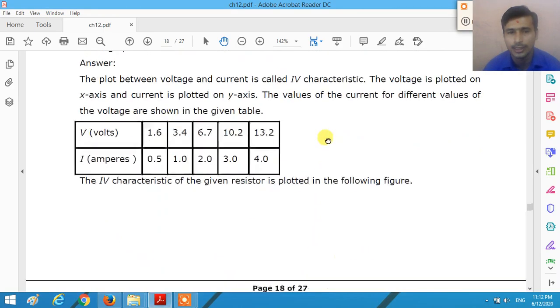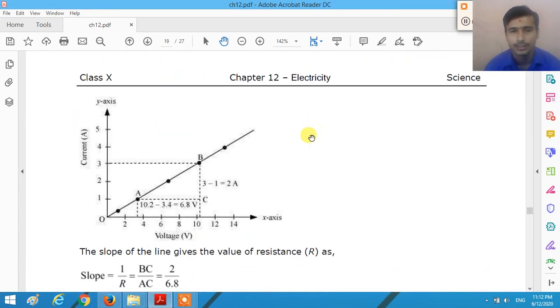So the graph of this we calculated. Take on the x-axis the voltage V, and on the y-axis take the current I. Corresponding to each value of the voltage, 1.6 and so on, we take the current value, then all the values we take here and draw a graph. We get a linear graph, right? So the graph of the electric current versus potential through the resistor is linear, like a straight line.